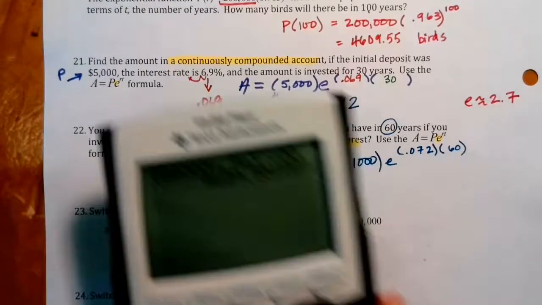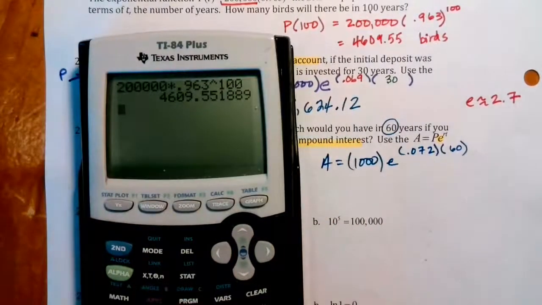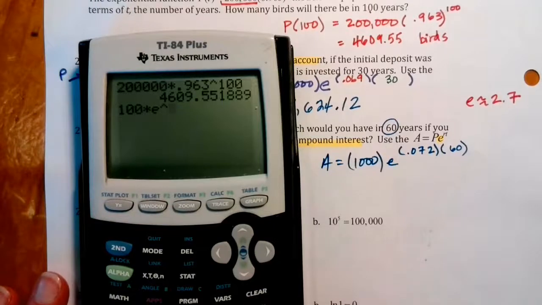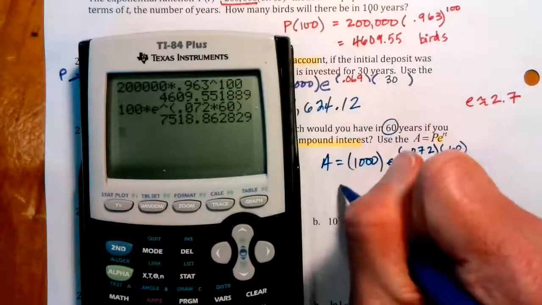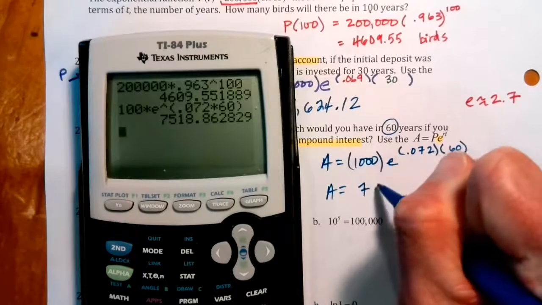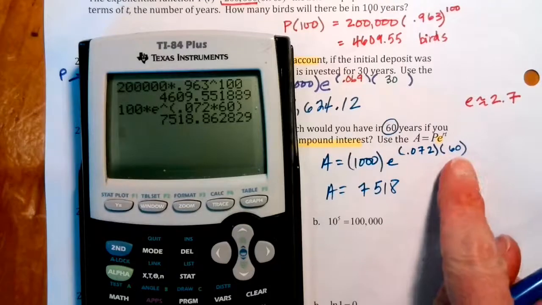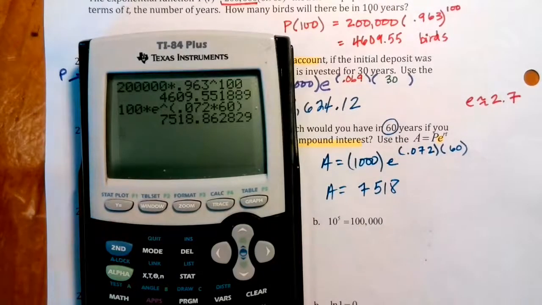So my $1,000 is going to be times, we're going to go ahead and do my e to the, and I want to make sure that I have a parenthesis so that the decimal multiplication problem, everything is inside the exponent position. So that $1,000 is going to turn into $7,518 at 7% after 60 years. Didn't sound like as much growth as we were hoping for.